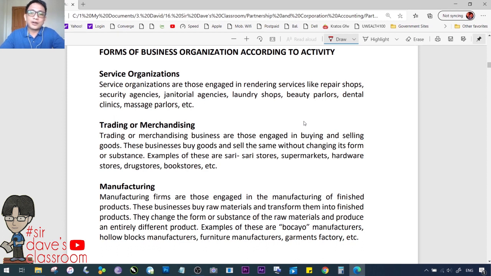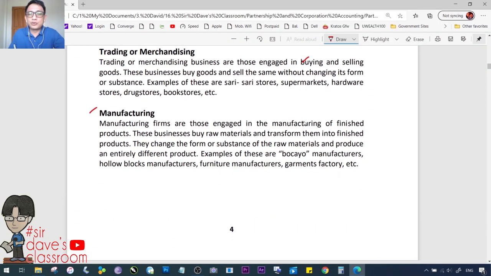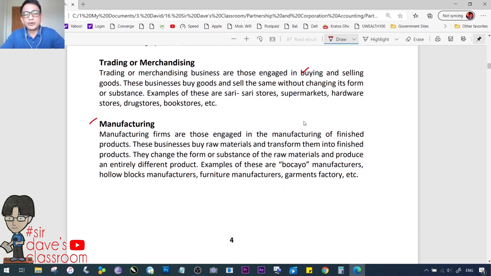Trading naman or buying and selling business. Okay? They buy the merchandise and sell it as is without altering its form. Not unlike when it comes to manufacturing businesses, wherein you have to buy raw materials, convert them into finished product by usually applying direct labor and then selling them in a new form, which is called, yun nga, finished goods or finished products. The examples are Bokayo manufacturers and hollow block furniture manufacturers, garments factory, etc.